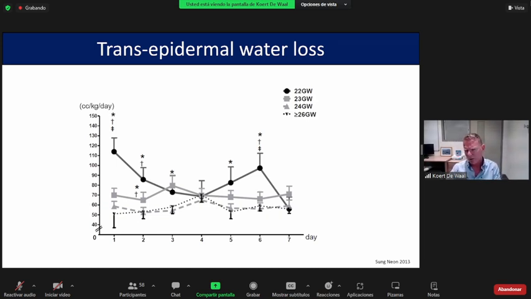When you look at it, particularly at the very young gestational age, the 22-weeker, it goes up on the first day to about 100 to 120, and then drops back down to what is more expected. However, if you look at our textbook data, this would be the textbook data for a 25 to 27 weeker. And I'm not quite sure we have made these adjustments to these different estimates of transepidermal water loss.